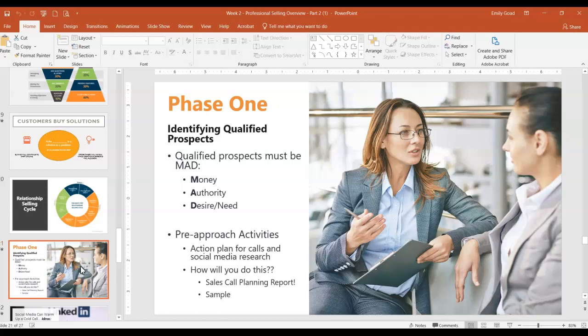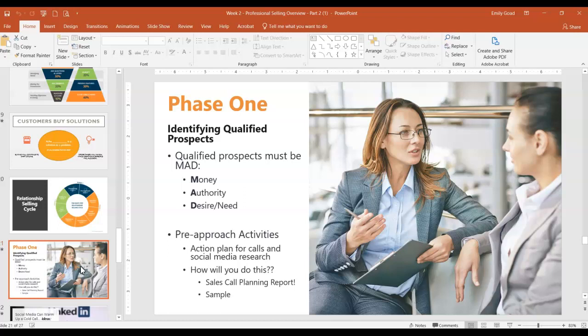Pre-approach I call planning and preparation, or that's really the objective of it. So social media is obviously a great tool for this. You will do a sales call planning report once we get to selecting our products and services and who we're selling to and all of that. You'll do an assignment that walks you through pre-approach activities.